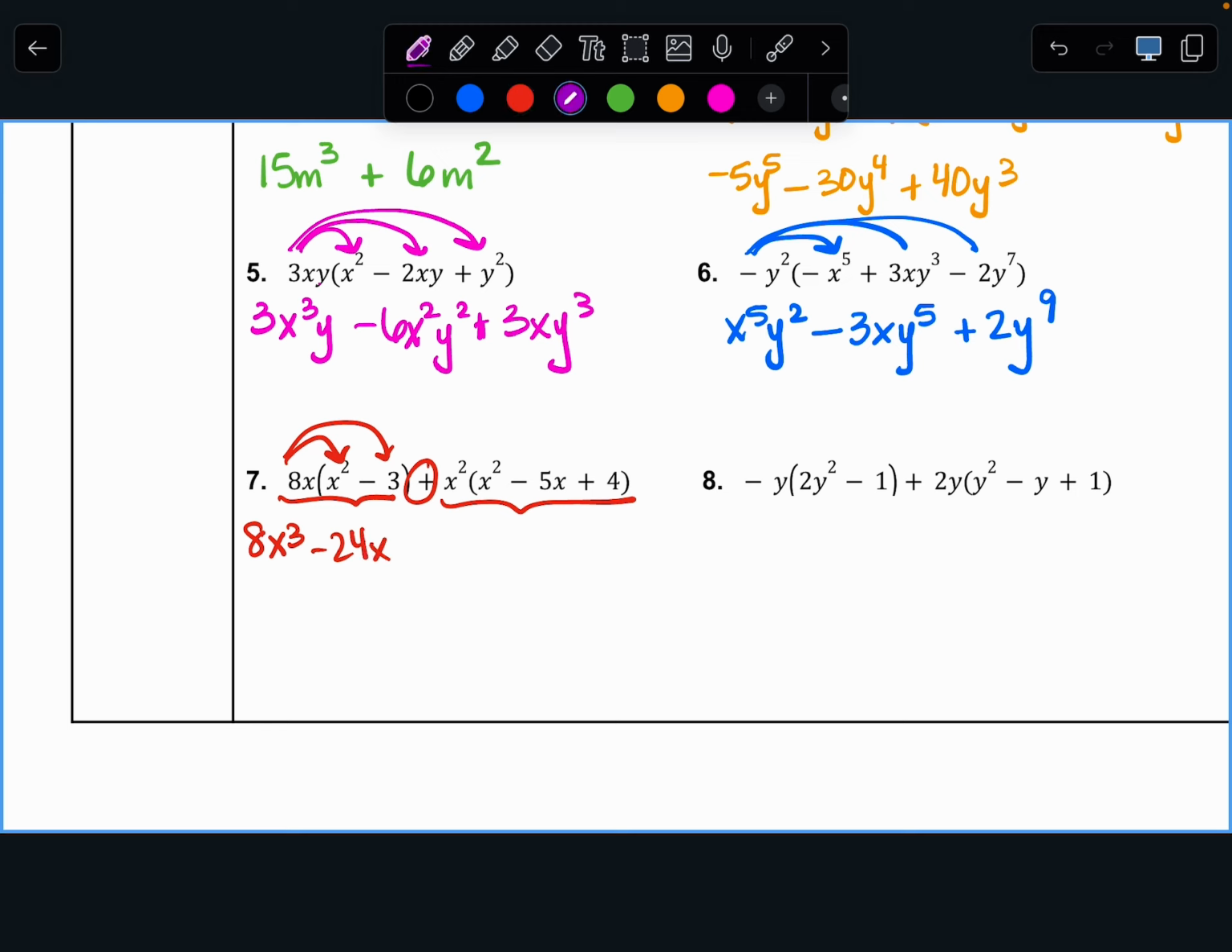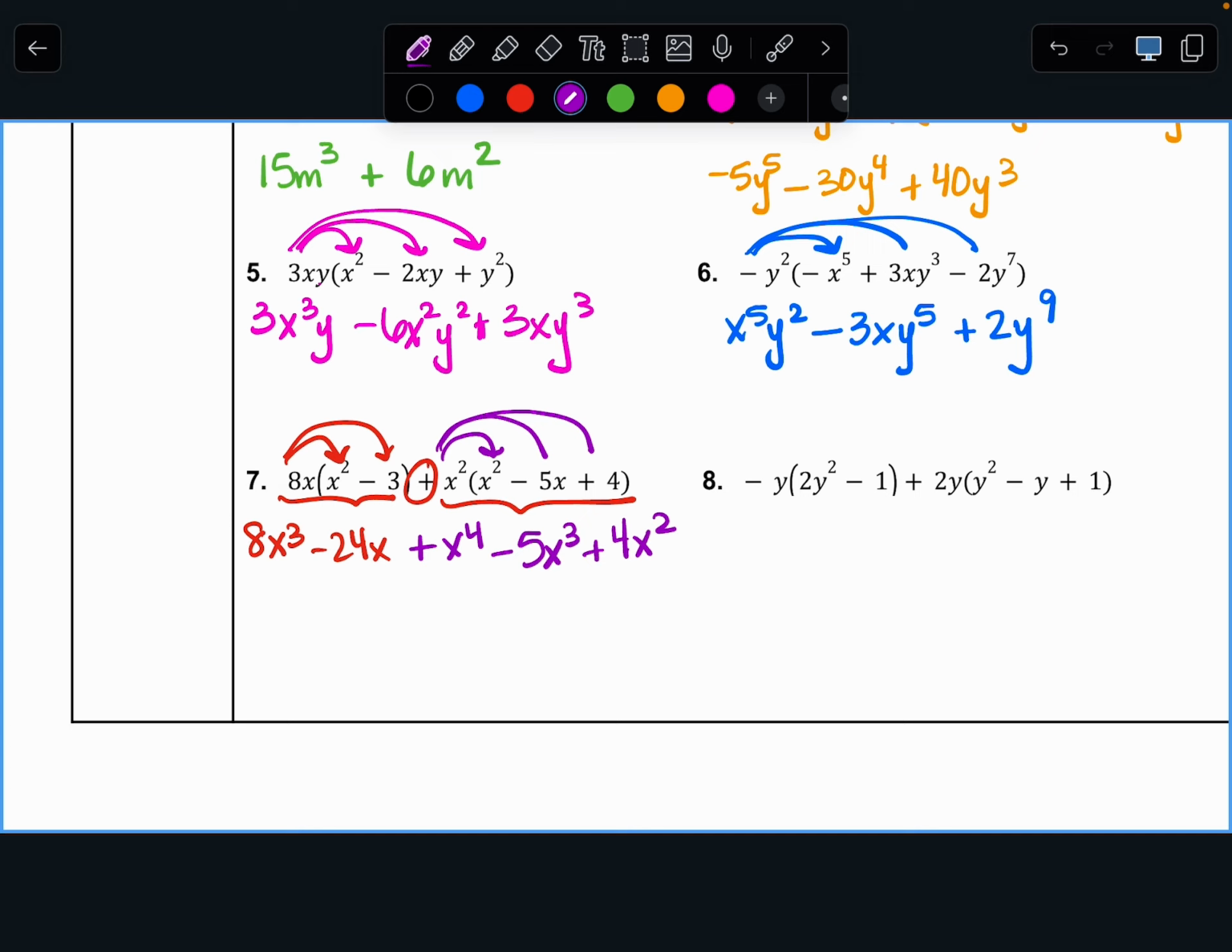But then I have to do this second one separately. So this is plus x^4 minus 5x^3 plus 4x squared.